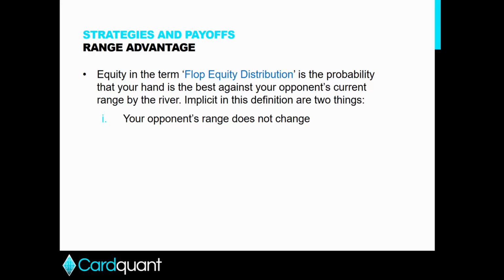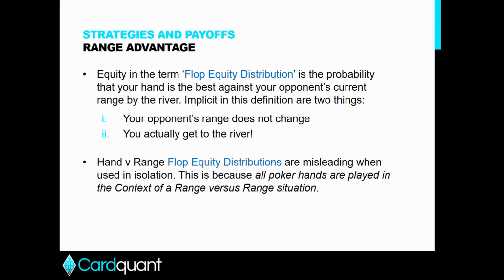It's also implied, when we take this seriously, that you actually get to the river, which is not always going to be the case. So the problem with hand versus range flop equity distributions is that they're very misleading when used in isolation. And this is because all poker hands are played in the context of a range versus range situation. This enables me to introduce range advantage.